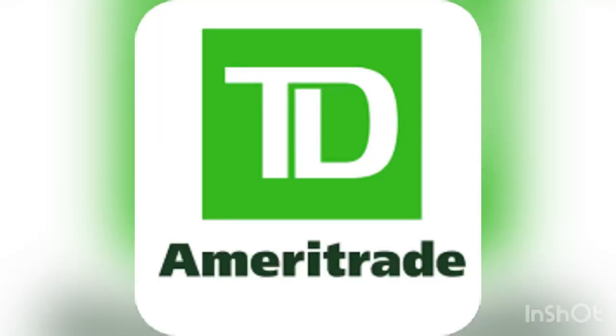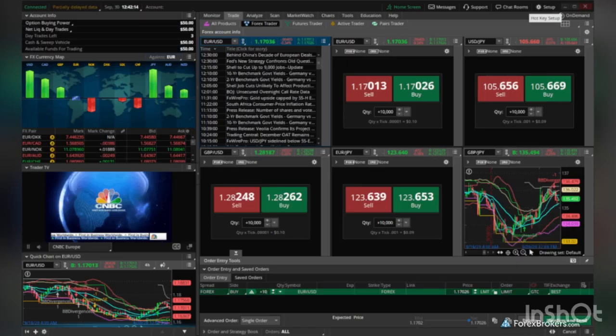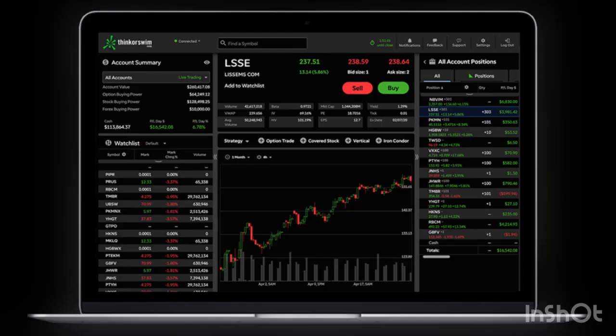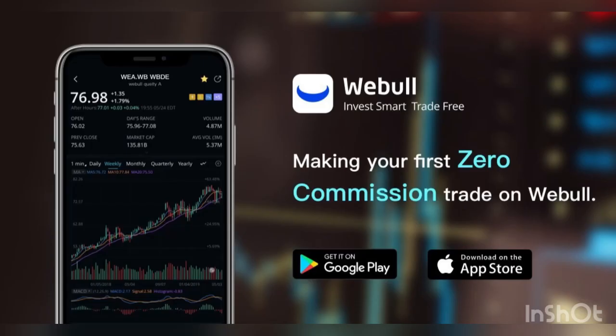Let's get right into it, everybody. The first broker I would recommend is TD Ameritrade. Out of all the three that I'm going to recommend, this is definitely the best one. It has amazing charts and it's something you definitely want to utilize when it comes to doing your trades. Okay, so this is TD Ameritrade, everybody. It is one of the best, if not the best platform.